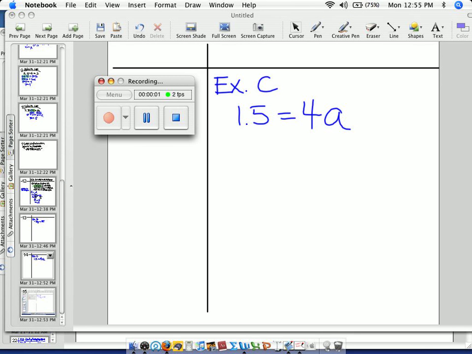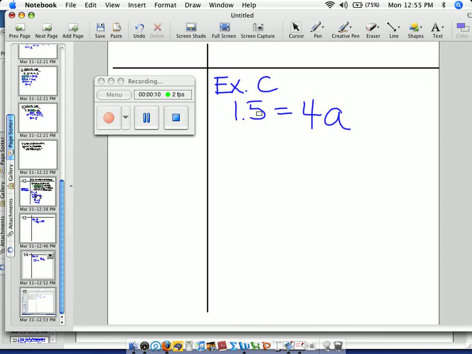All right, here on example C, what we have now is two things. First of all, there is a decimal, okay? And this decimal is 1.5. 1.5 is the answer to a multiplication problem. It is equal to 4 times A.